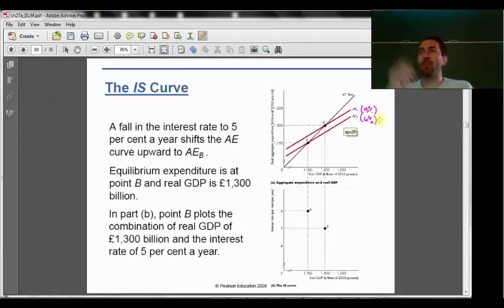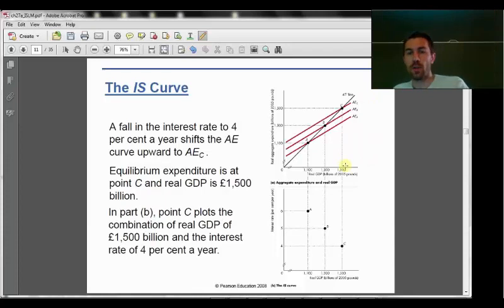Okay, what's going to happen when I lower my interest rate yet again? I lower my interest rate again, and my equilibrium level of GDP increases. Why? Because my aggregate expenditure curve shifts up once again, right? So I can draw aggregate expenditure curve C. Are you happy that I now have 3 different points, A, B, and C, and I can join all of these things together?